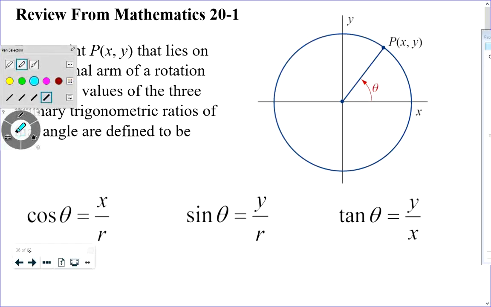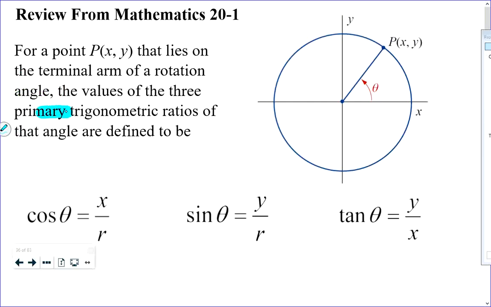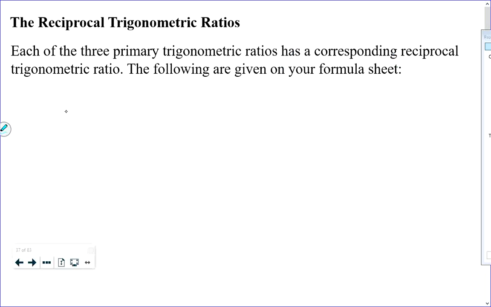And you may have heard your math teacher or myself call them that. And it isn't because they're trying to confuse you. It's that they know there are other trig ratios that you don't know about yet, and they forget that. So there are primary trigonometric ratios of cosine of theta, sine of theta, and tan of theta. Each of those primary trig ratios has what we call a reciprocal trig ratio.